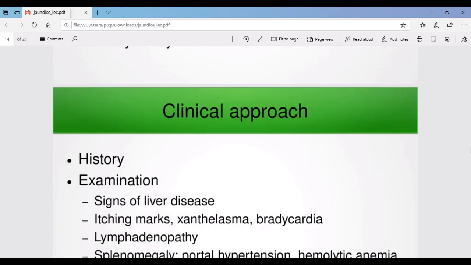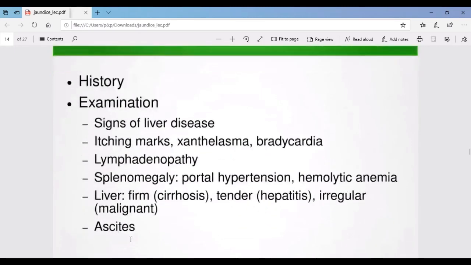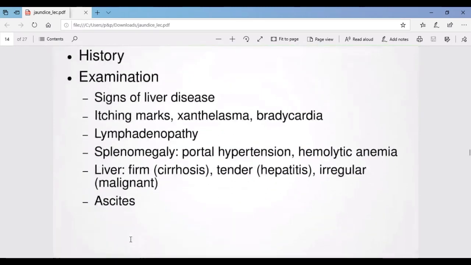The second item in clinical approach is examination, and we examine for signs of liver disease. We examine for itching marks, xanthelasma. Xanthelasma is lipid deposition under the skin, especially in the eyelids, because the eyelids are very thin. They occur in patients with, again, obstructive jaundice because they have hypercholesterolemia.